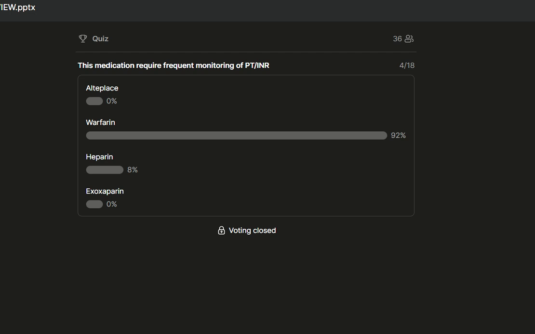A medication that requires frequent monitoring of PT/INR. Remember, PT and INR are 2 separate labs. One of the 2 is best for this drug. Which drug do I care about those labs? Warfarin. That is my warfarin. Heparin, what lab do I care about? aPTT.